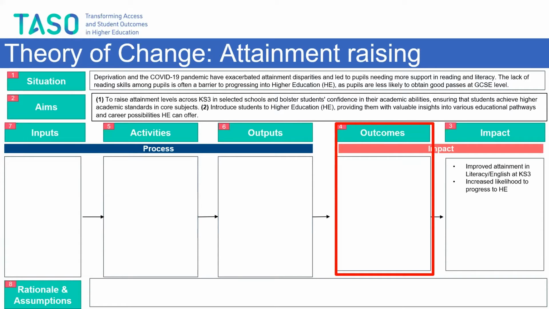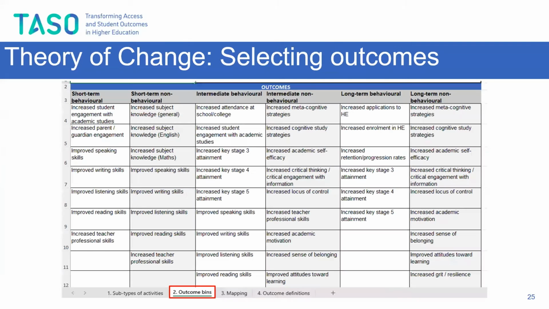Now, we want to think about what outcomes, either short, intermediate, or long-term, will enable us to reach our intended impact. And here is where the mapping outcomes and activity tool comes into play. So in this screenshot, you can see the outcomes tab, which is part of the attainment-raising mapping outcomes and activities tool practical spreadsheet. So firstly, I'm going to think about what type of outcomes I want to select from this particular tab. The first one, from the short-term behavioral, is increased student engagement with academic studies.